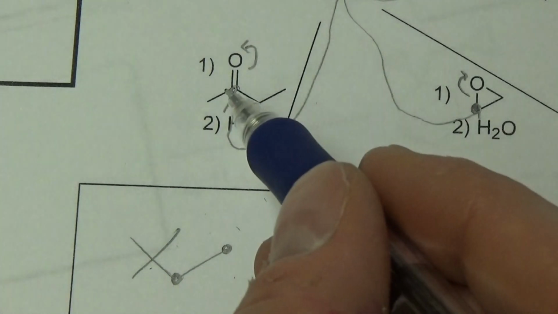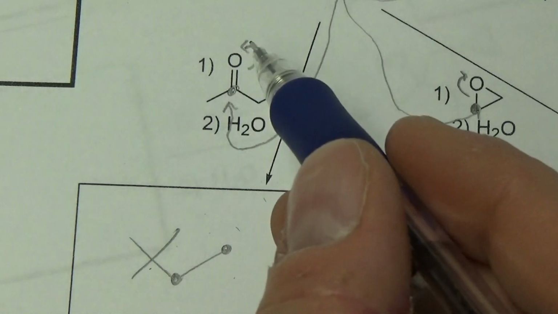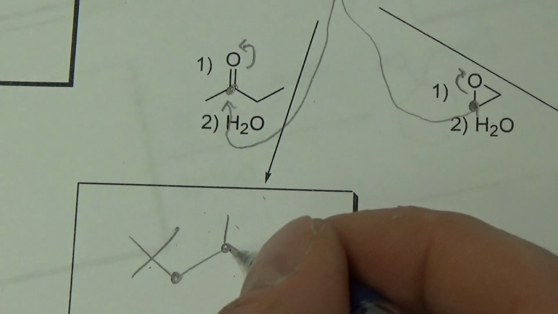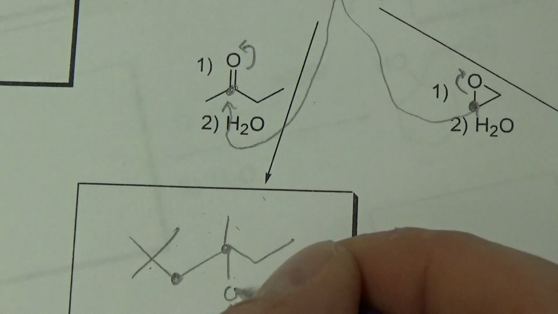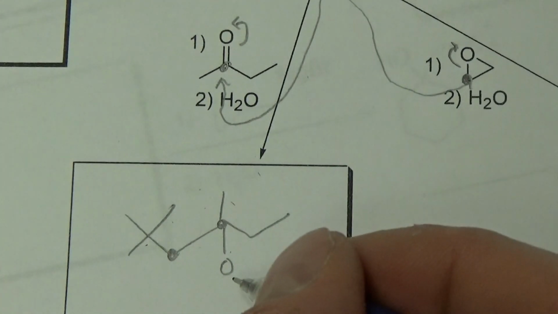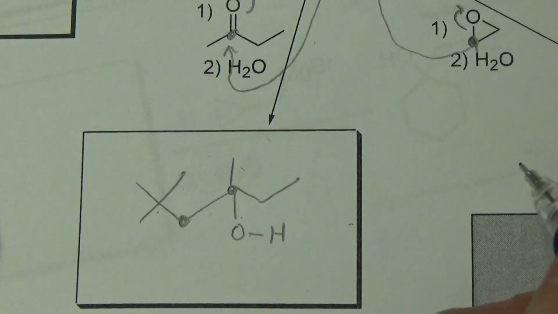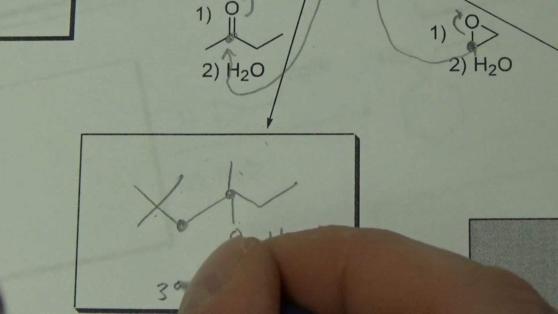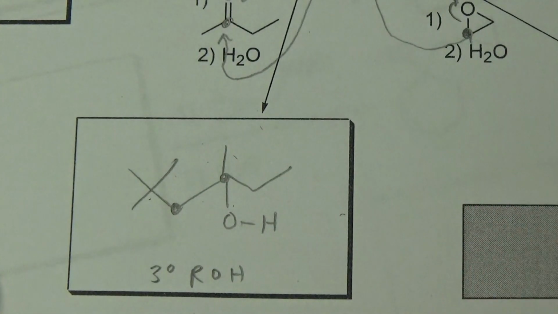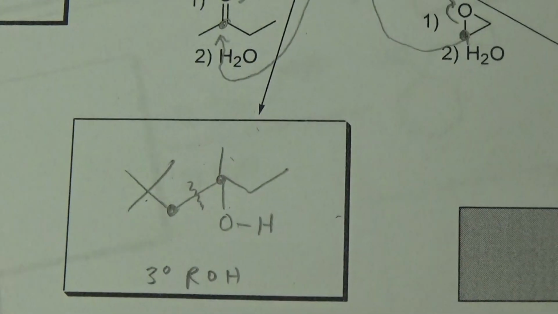What is on that second dot? You have a methyl, you have an ethyl, you have an O minus. So we have a methyl, we have an ethyl. I'll just arbitrarily draw the O minus, but of course after the H2O it becomes OH. And what kind of alcohol is that? It's a tertiary alcohol. And where's our squiggly line? Right there and right next door to the oxygen.